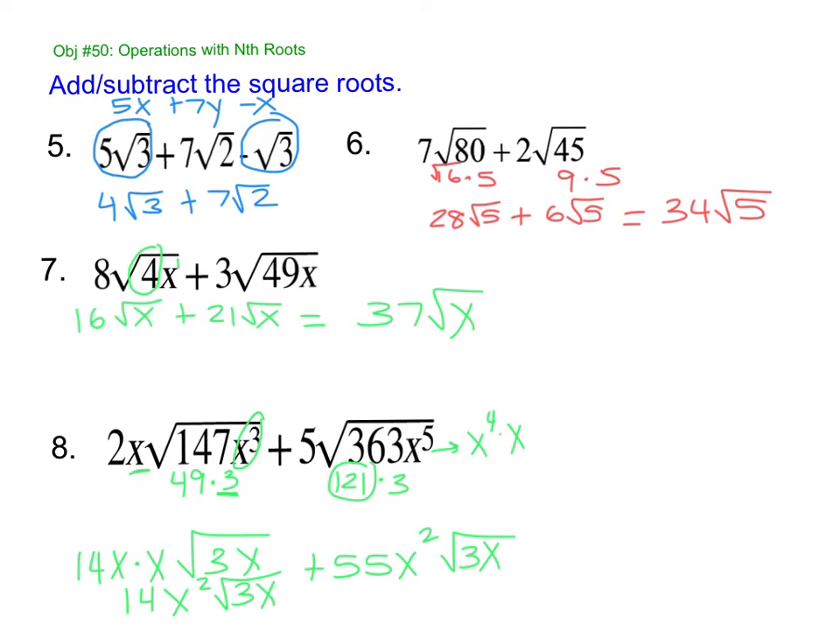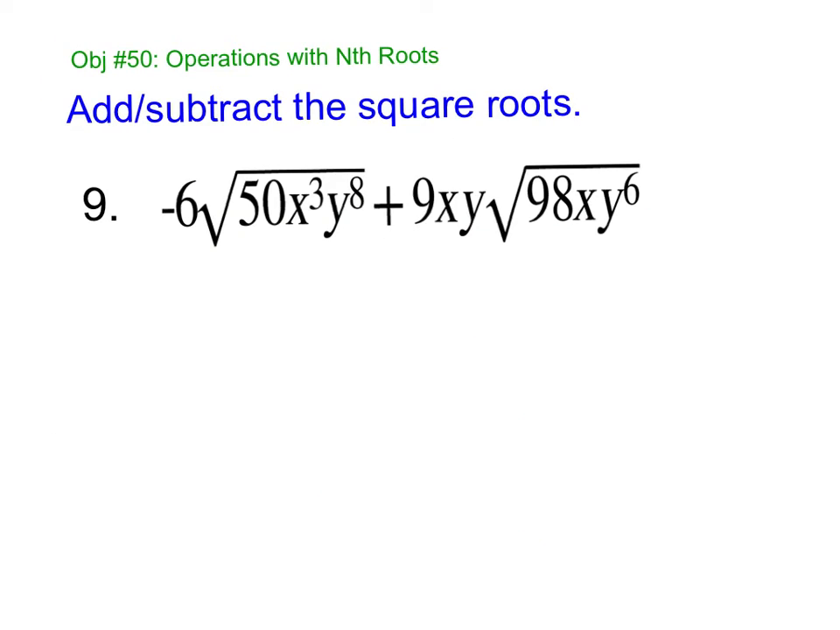Are these like terms? They are. So notice the radicand is the same, 3x and 3x, and then the outside has an x squared and an x squared. So because of that, we can add these, and you get 69 x squared root 3x, and that is your answer. All right, so one more like this. So pause and work your way through this problem.